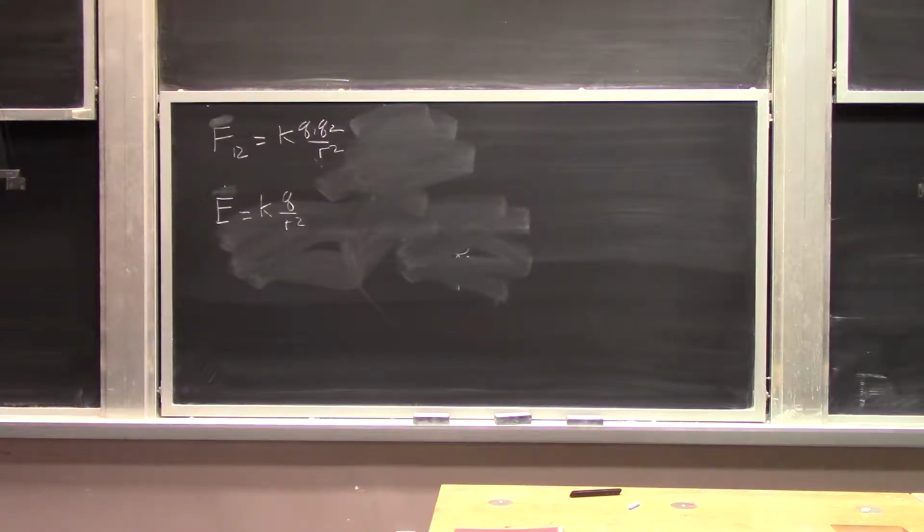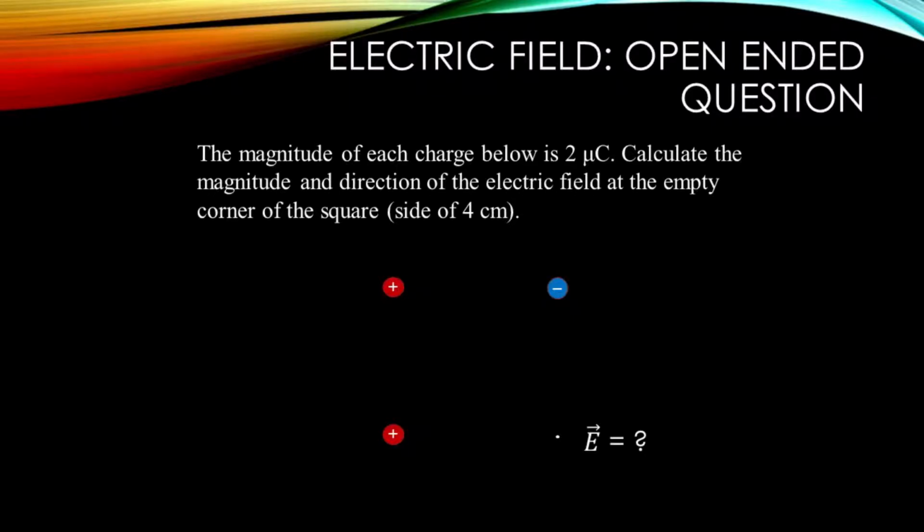Only now what we're saying is, okay, this positive charge here, let's say, creates an electric field. We want to find the electric field there. And we can apply the superposition principle to find what the total electric field is. Okay? So go ahead and take a little bit of time to do that one.